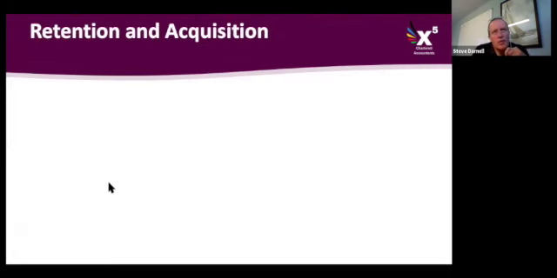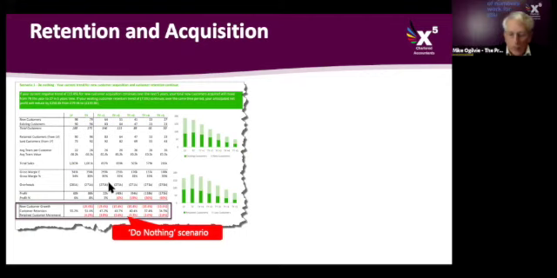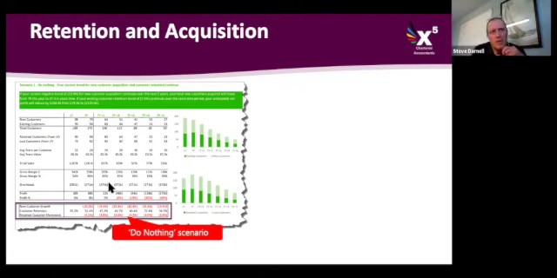Okay, so retention and acquisition. Actually, Mike, I can't do it from my end on this one. Is it worth just running through the business growth model? Have you got that to hand? I have, behind the scenes. We probably won't have the time to go through it, Steve, on this. Okay. I think we'll go through the business growth model next week.